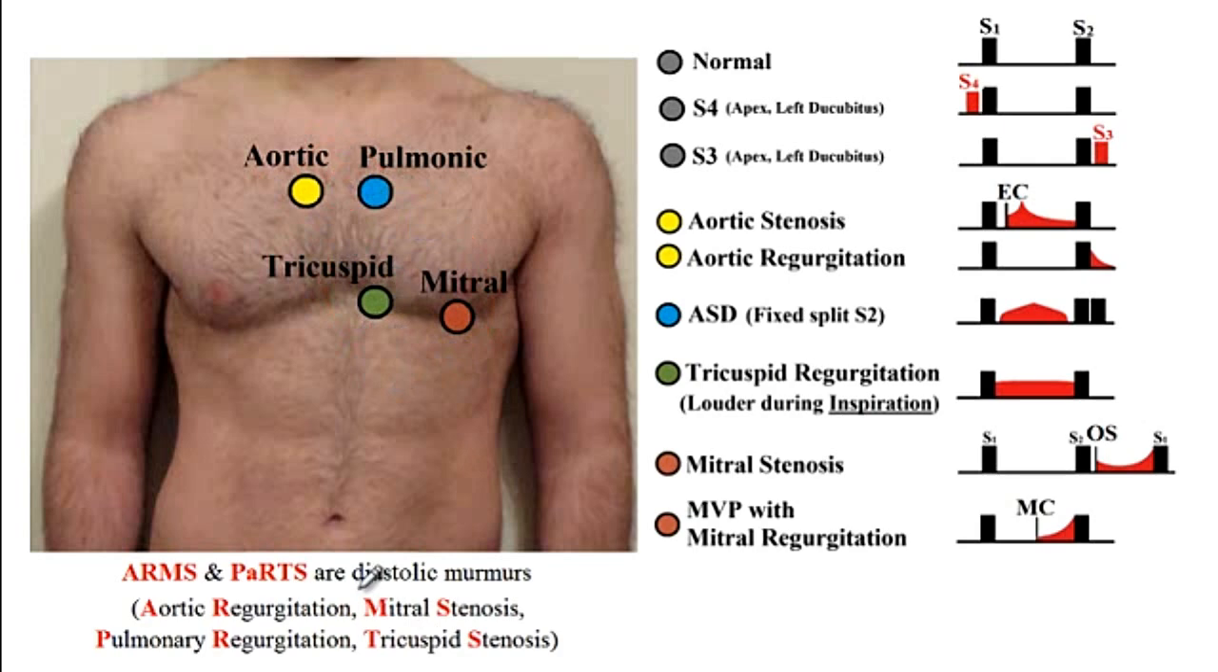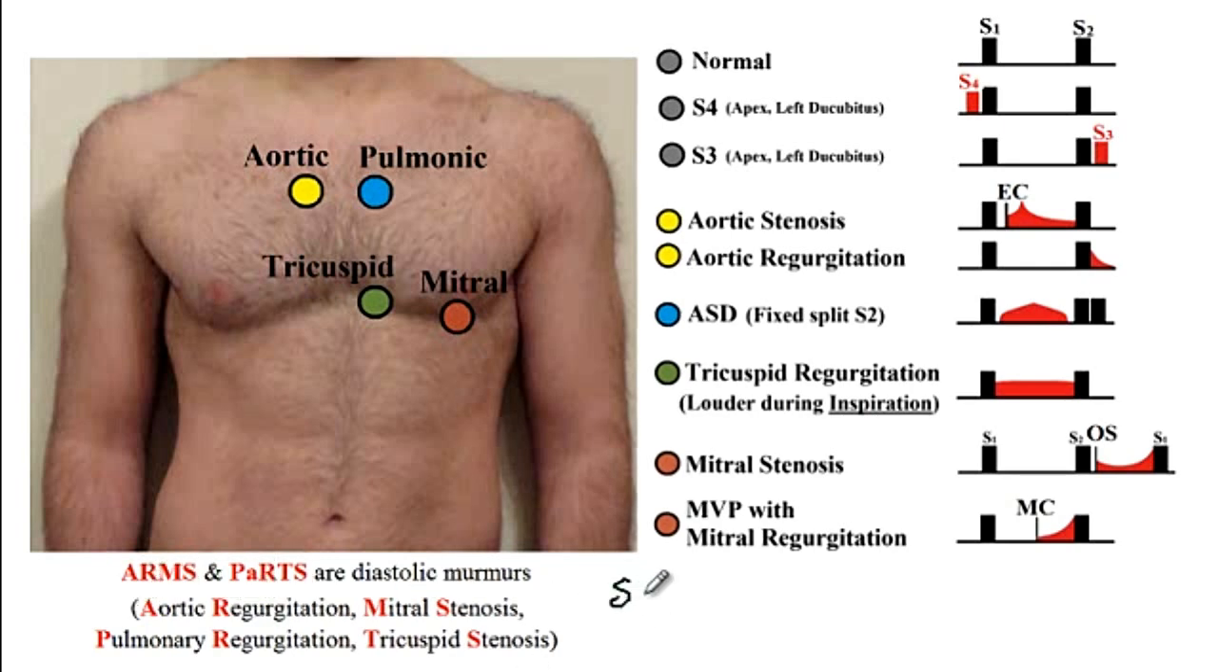Now, as for the type of the diastolic or systolic murmurs that we are dealing with, here I've provided you with a memory aid to know which murmurs are diastolic and which murmurs are systolic. So all you will have to memorize is arms and parts. So aortic regurgitation, mitral stenosis, pulmonary regurgitation, as well as tricuspid stenosis, all of these are diastolic heart murmurs.